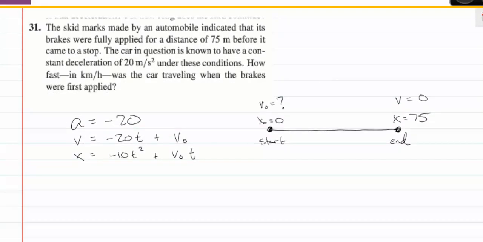So first, let's look at the velocity equation. We know that at the end, 0 is going to be negative 20t plus v naught. We also know that at the end, x is 75, so 75 is going to be negative 10t squared plus v naught t. So really that's two equations with two unknowns, t and v naught. Really, we're just interested in v naught, but I think the way to solve this is to find t first, then find v naught.